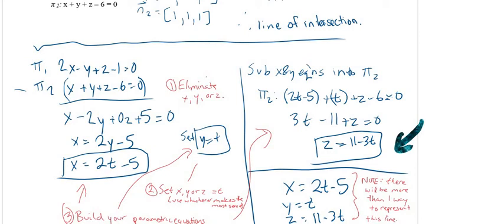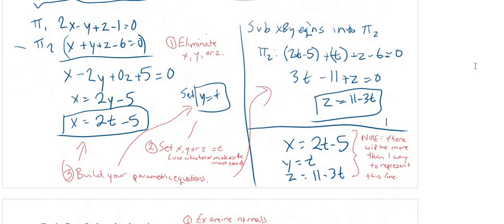So in fact, when we combine that with our x and y equations, we actually have all three of our parametric equations. And we just summarize them at the bottom below. So using this method here, we found that x can be defined as 2t minus 5, y equals t, and z equals 11 minus 3t.